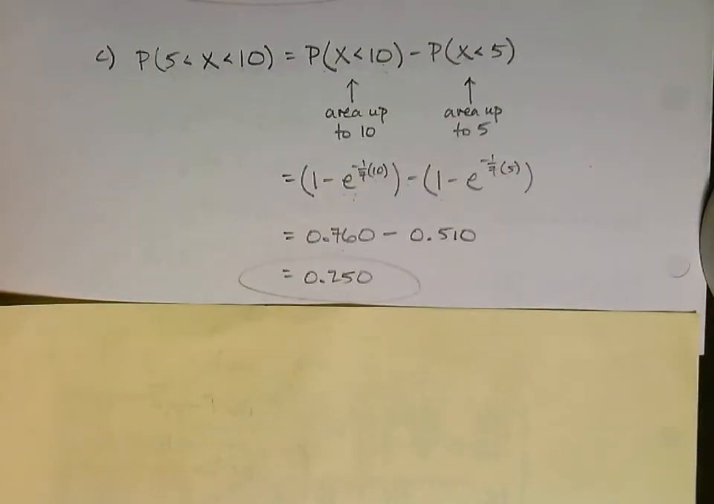It turns out that shaded region there in C is exactly 0.25, or 25% of all Americans typically fall asleep between 5 and 10 minutes.